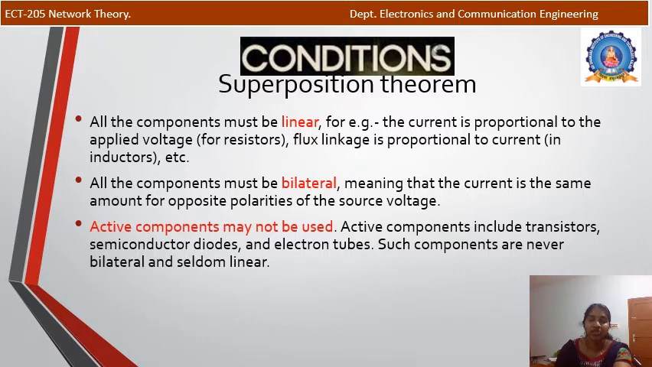Right. So the condition for superposition is it should be linear and bilateral, and if there are any active components in the circuit, we cannot apply superposition. Active elements or active components include transistors, semiconductors, diodes, and electron tubes, etc. Such components are never bilateral or seldom linear. Okay, so these are the conditions where we have to apply the superposition. So keep in mind as a theory question.